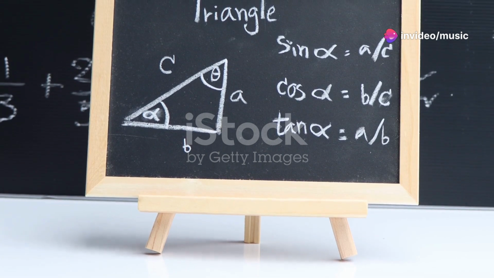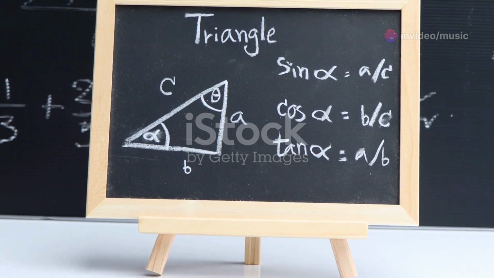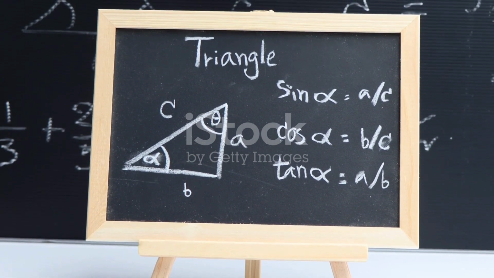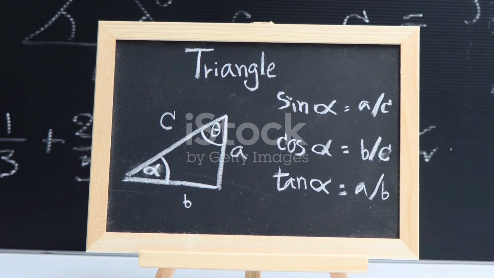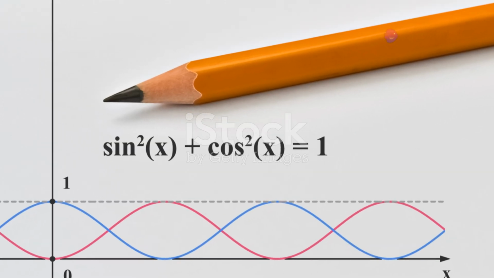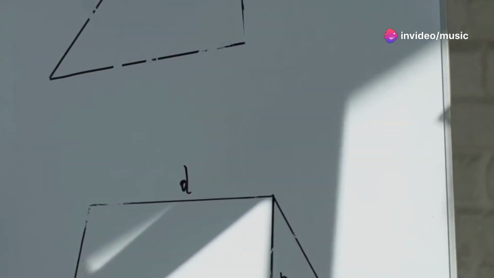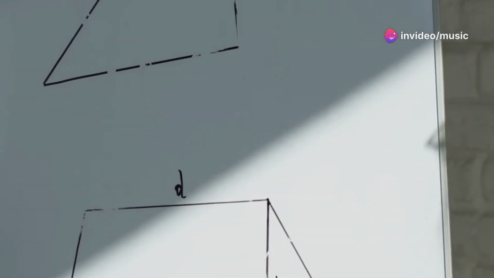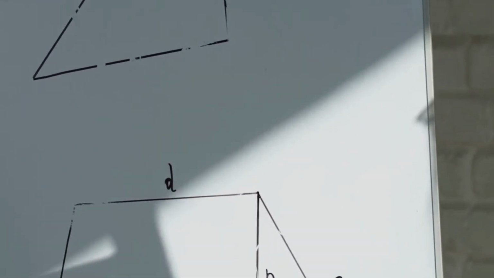Next, we have the Pythagorean identities. Remember the Pythagorean theorem from geometry? It's the same concept, but applied to trigonometric functions. The square of sin and the square of cos when added equals 1. Similarly, the square of sec and the square of tan equals 1. And the square of CSC and the square of cot equals 1.